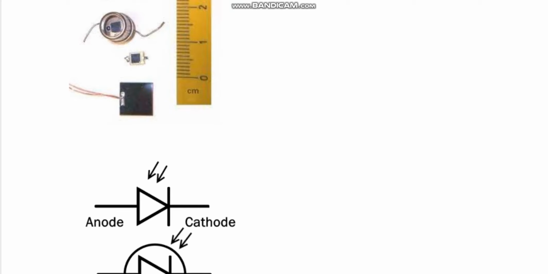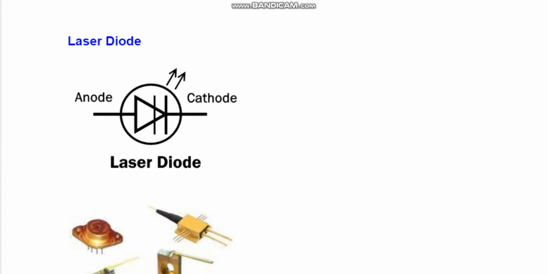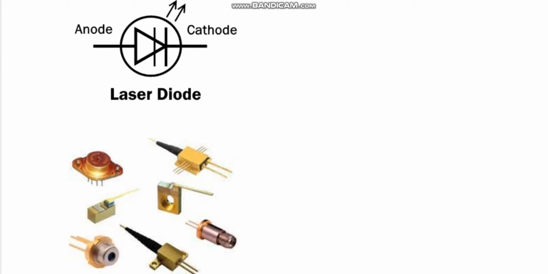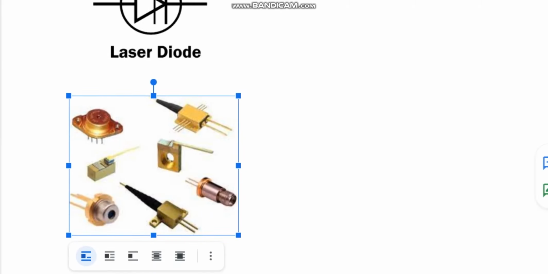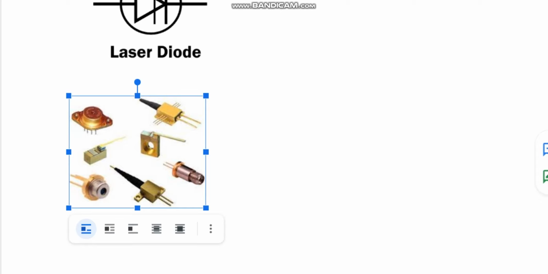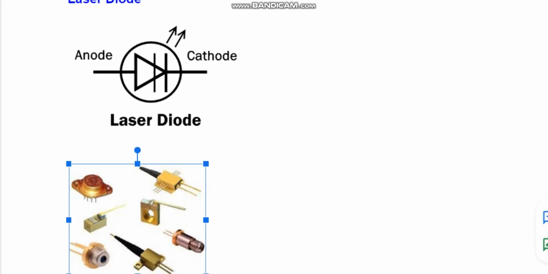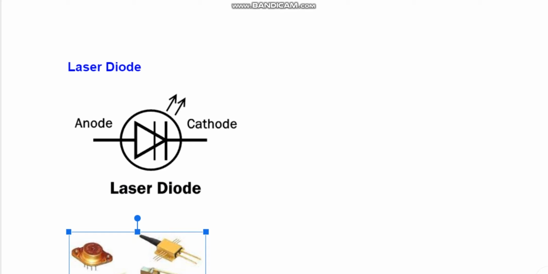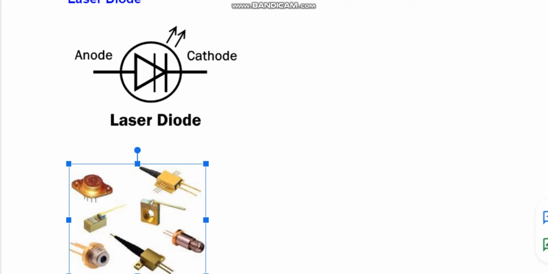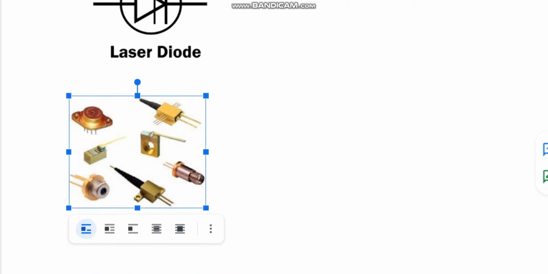Laser diode. A laser diode is similar to an LED because it converts electrical energy into light energy. But unlike an LED, a laser diode produces coherent light. The laser diode consists of a PIN junction where electrons and holes combine together in the intrinsic region. When they combine, it generates a laser beam. Laser diodes are used in optical communication, laser pointers, CD drives, and laser printers, etc.